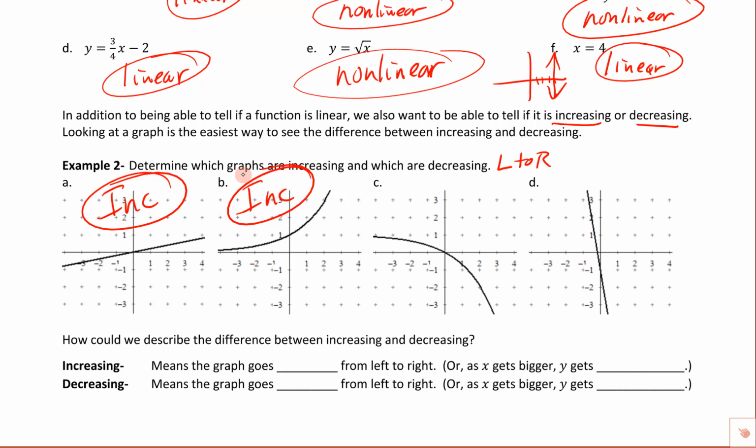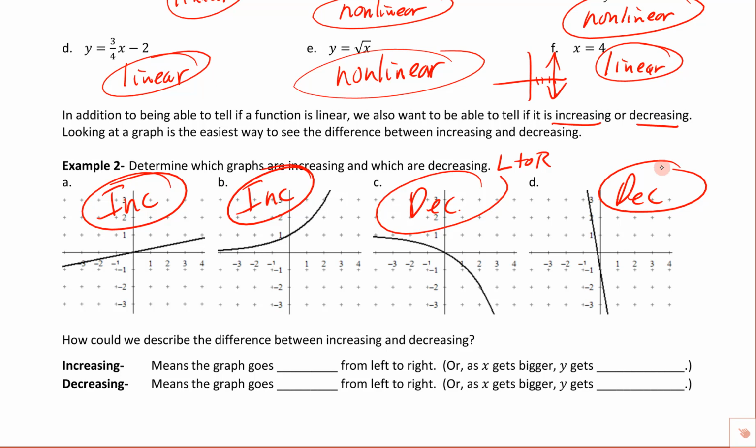Now, if we take each one of these examples and flip them around just a little bit, as we go from left to right, these y values are getting smaller. They're going down. So this one is decreasing. And same thing on this one, as we go from the left side of the line to the right side of the line, they're getting smaller. So this one is also decreasing.